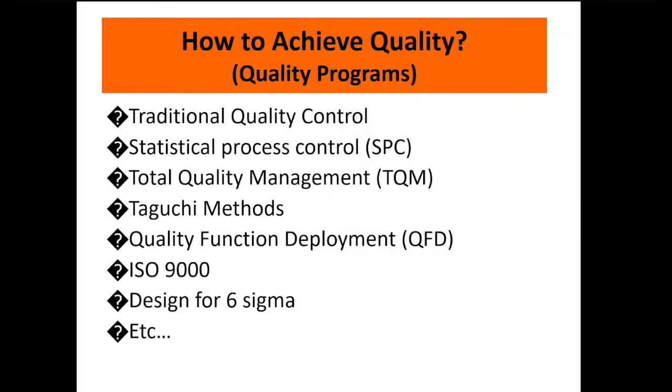And if we look into how we can achieve quality, we have, as last time, TQM, SPC, Taguchi method, quality function deployment, ISO, design for Six Sigma. All this is actually a way for us to ensure the quality program works.